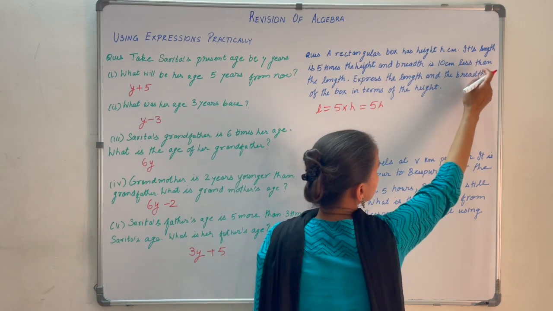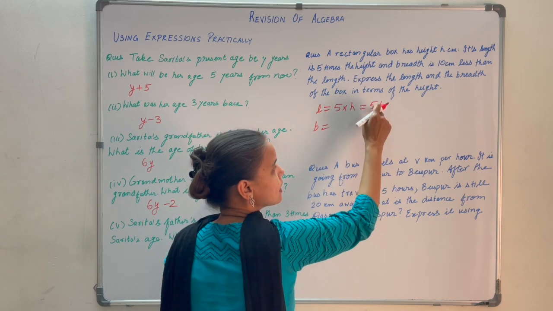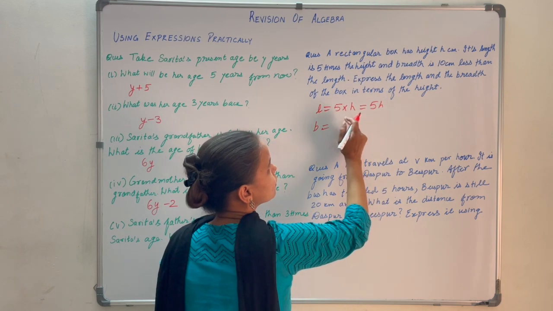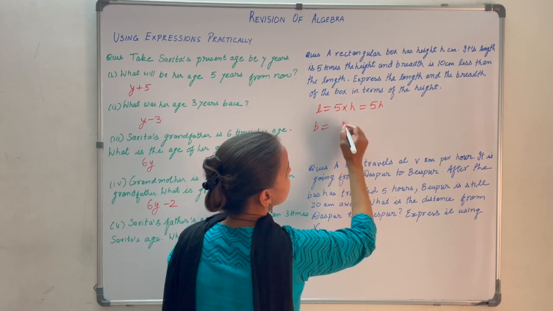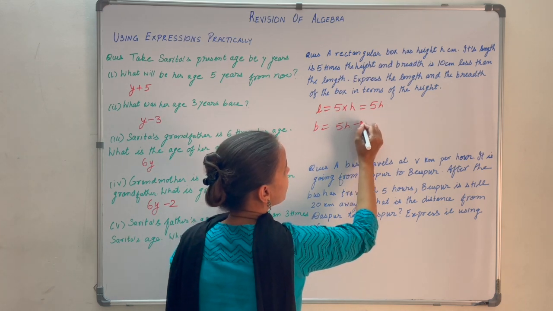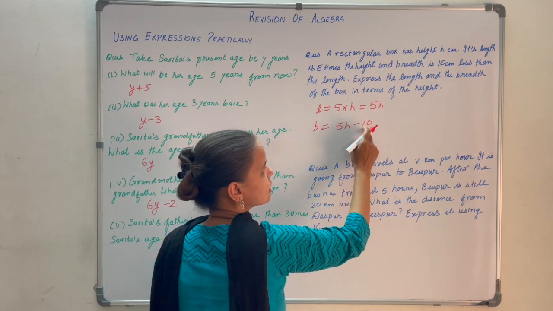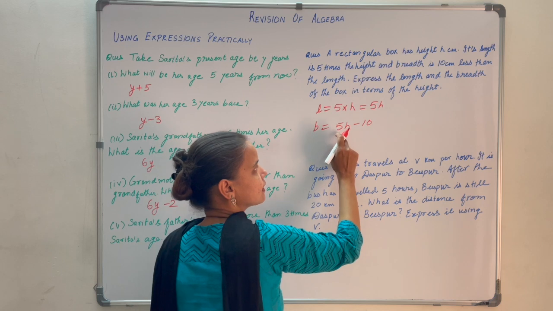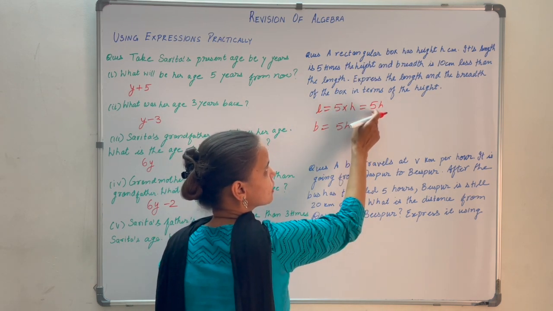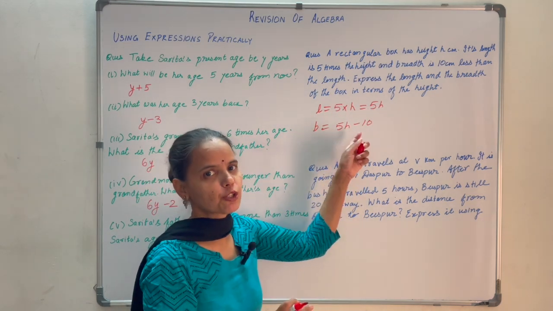And breadth is 10 centimeters less than the length. Because you have to express both in terms of height, instead of writing L minus 10, you can write 5h minus 10, because it is 10 centimeter less than the length. Length is 5h. You can see that. So both are expressed in terms of height. Length is 5h and breadth is 5h minus 10.